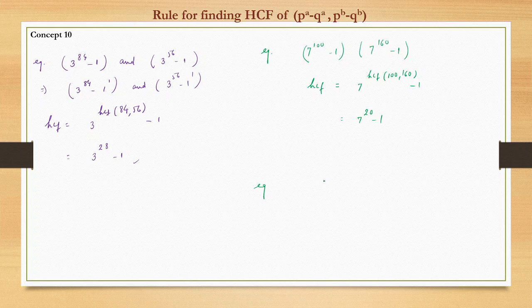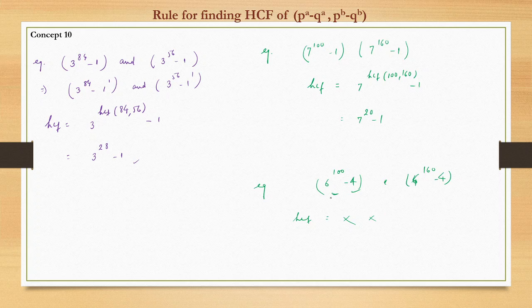Assume the case had been 6 raised to power 100 minus 1, and the second number is 4 raised to power 160 minus 1. Now, can we find the HCF using this relationship? No, you cannot apply this formula, because 6 and 4 are not co-prime to each other.